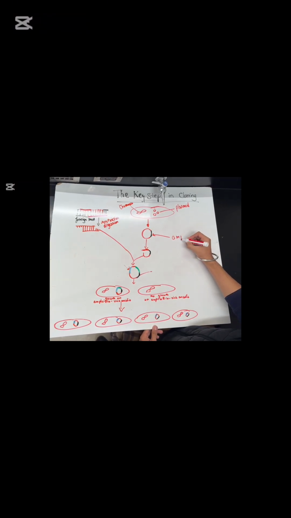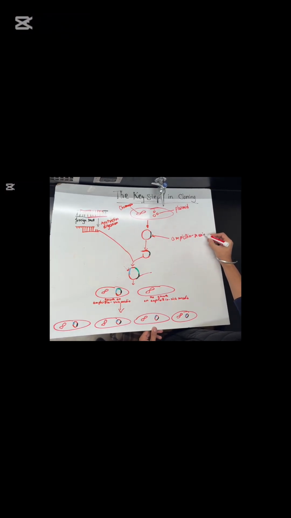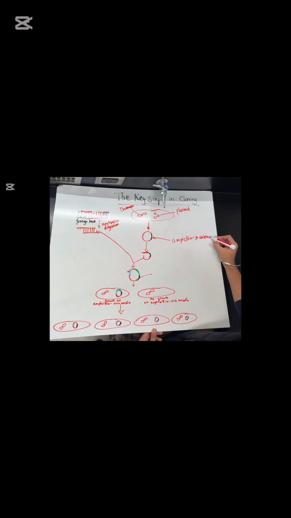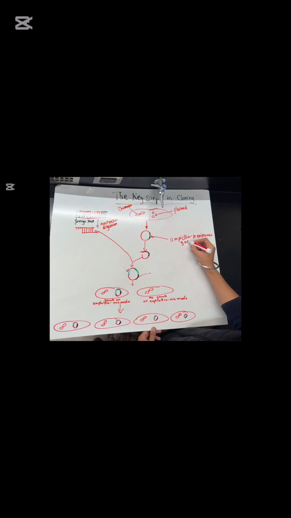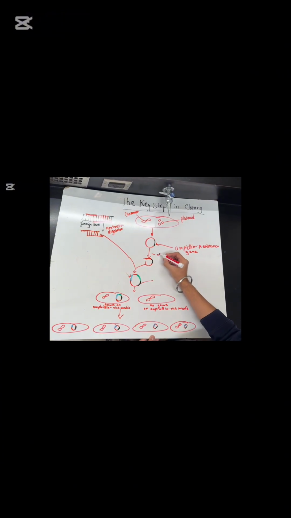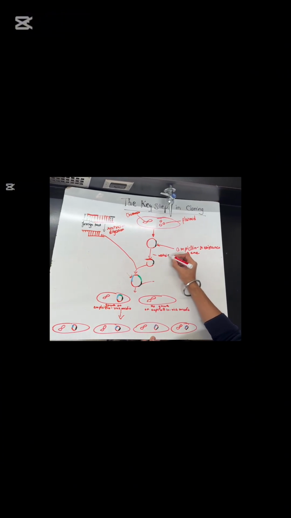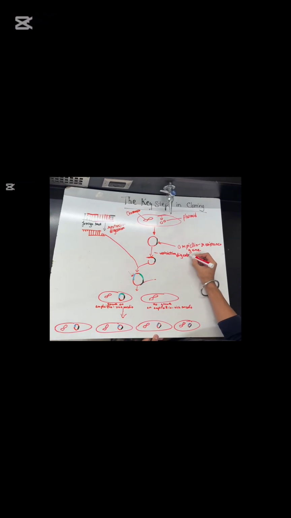In this part, I'm going to walk you through the key steps in the cloning process using plasmids. We start with two things: foreign DNA, which contains the gene we want to insert, and a plasmid taken from a bacterial cell. Both the plasmid and the foreign DNA are cut using the same restriction enzyme. This creates matching sticky ends that can easily join together.